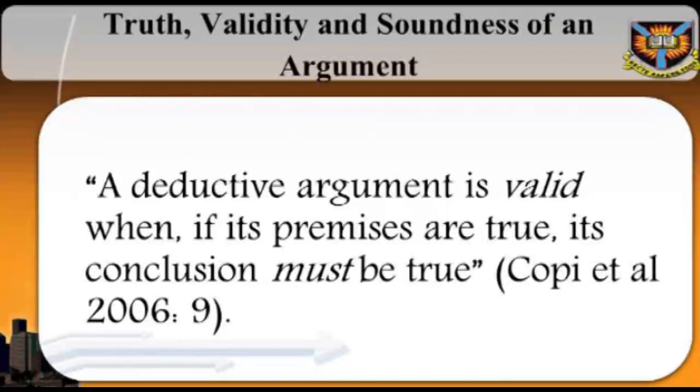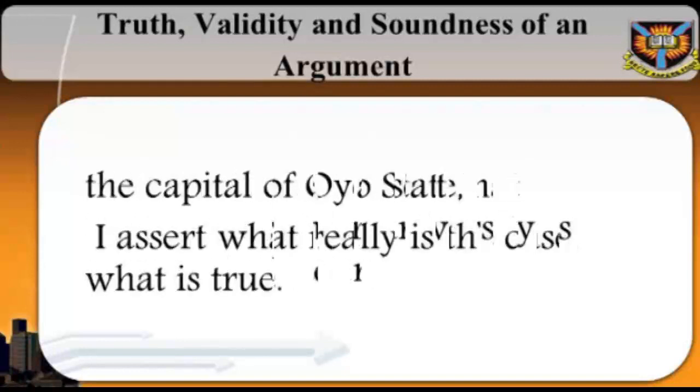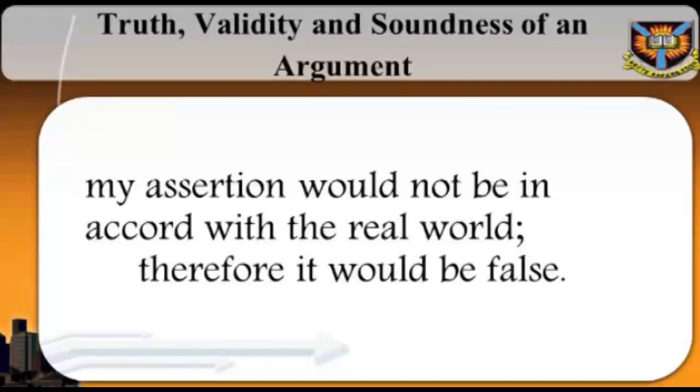But if the premises of a deductive argument fail to guarantee the truth of its conclusion, the argument is said to be invalid. Here, it is instructive to show the contrast between truth and validity. If, for instance, I assert that Nigeria's premier university is situated in Ibadan, the capital of Oyo State, I assert what really is the case. What is true if I had claimed that the premier university is in Abuja? My assertion would not be in accord with the real world. Therefore, it will be false.